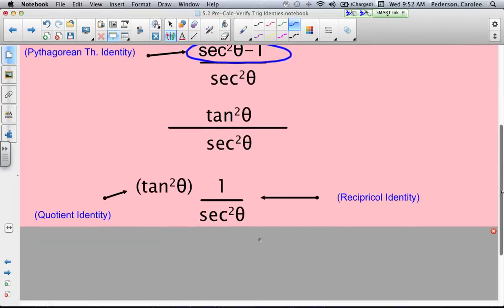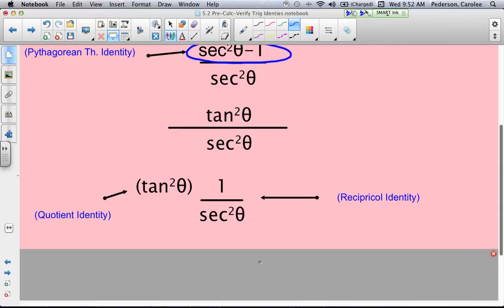So what I did is I just split up the fraction into two separate pieces first, and then recognized that this is a quotient identity, sine squared of theta over cosine squared of theta. And then on the right-hand side, I also identified an identity there. 1 over secant squared of theta is cosine squared of theta. Yep, 1 over secant is cosine of theta.